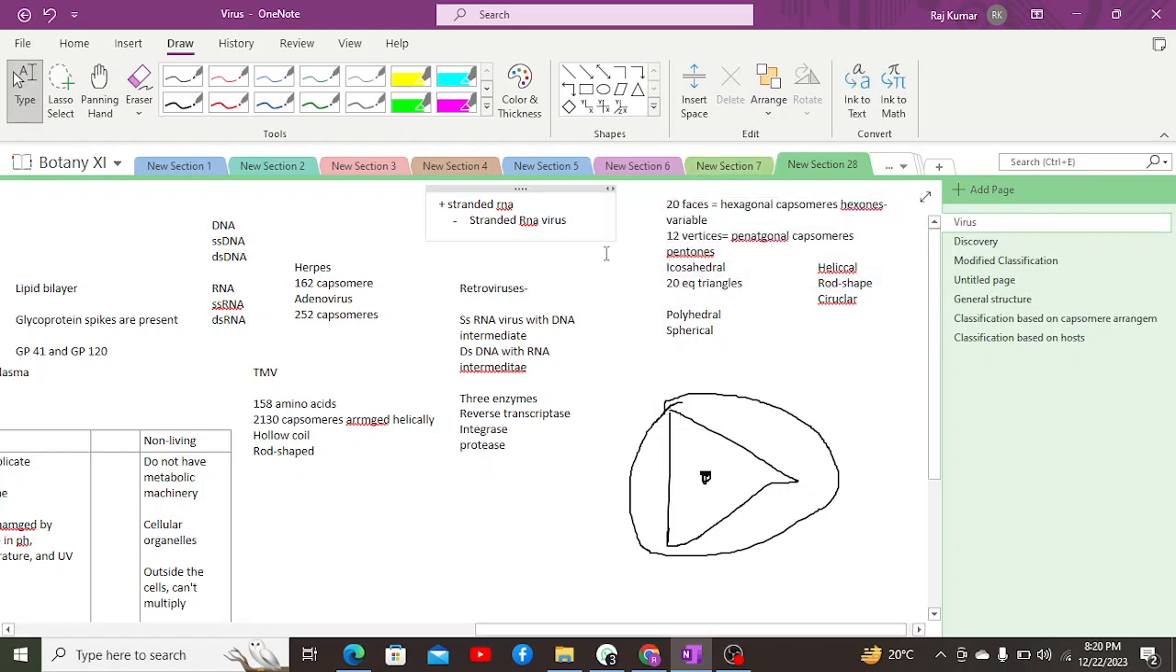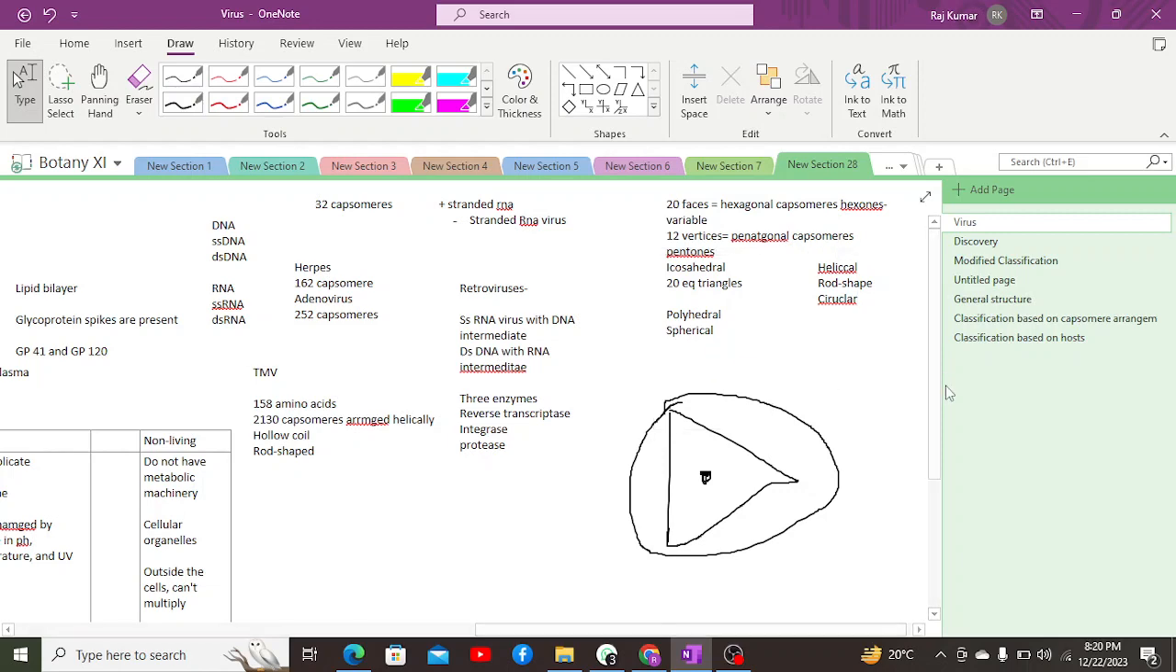One more thing, poliovirus, picornavirus, has 32 capsomeres. All right. Now, these are the classifications: rod shape, circular shape, polyhedron, and spherical shape.